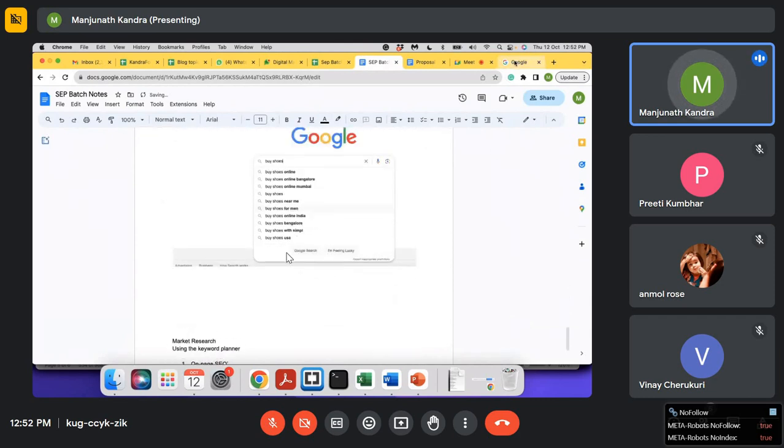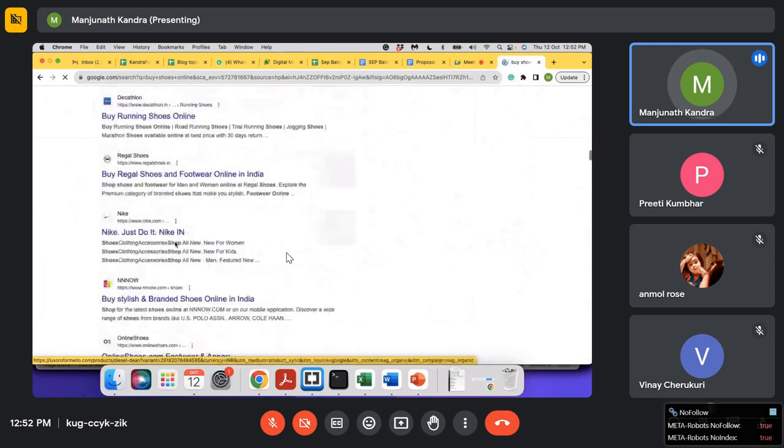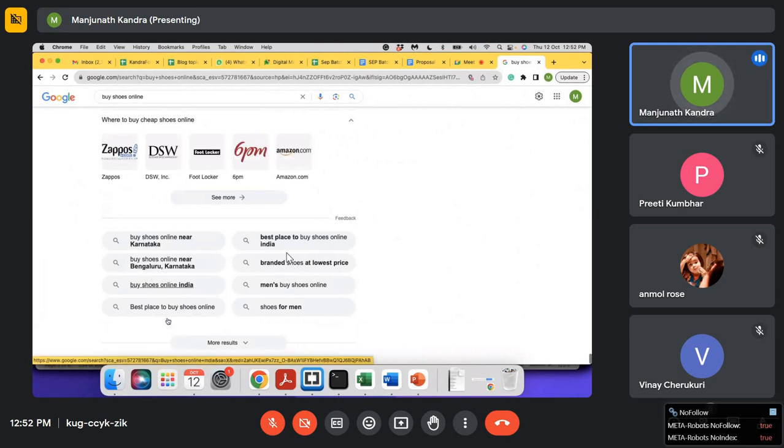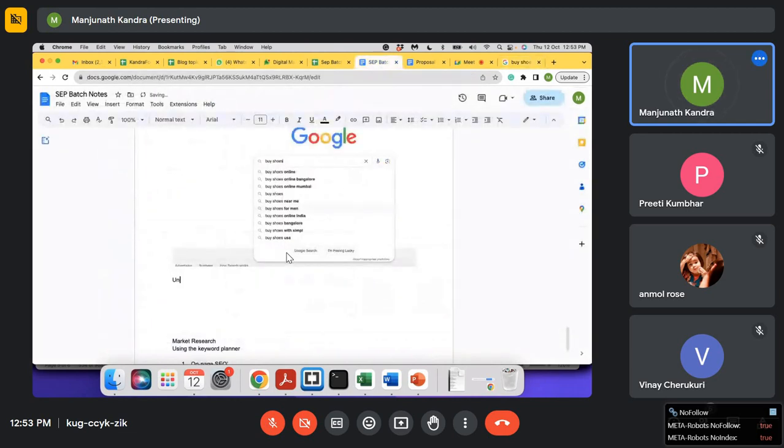What else? What are the other possible ways of understanding how your business is queried? Okay, let's enter "buy shoes online". When I scroll to the bottom of the page, on Google, you may have seen something like this, correct? Ever observed this? These are called related searches, related searches about your product. So I'm taking the screenshot of this as well. Understand the search variations by the related search results on the search engine pages.